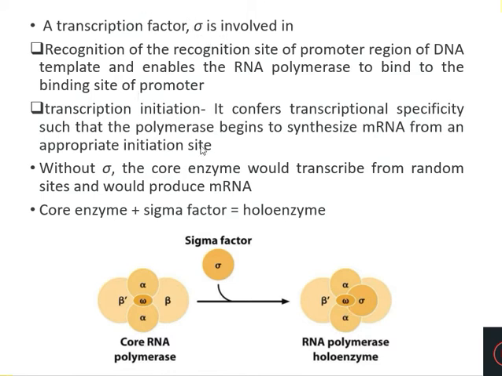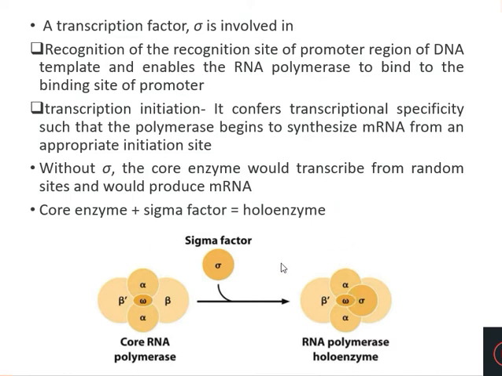So, sigma, what are the functions of the sigma factor? First one is that the sigma factor helps in recognition of the recognition site of the promoter region of DNA. As we have already discussed, in a prokaryotic gene or a eukaryotic gene, there will be a site called the promoter to which the RNA polymerase comes and binds first. And there is a site in the promoter called a recognition site. This recognition site of the promoter of DNA is identified by the transcription factor sigma, and thereby it will enable this RNA polymerase to bind to that site.